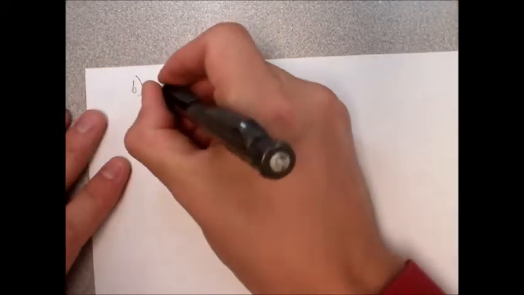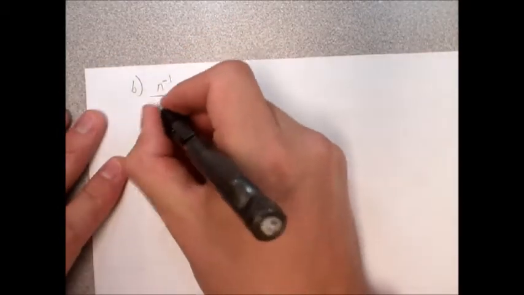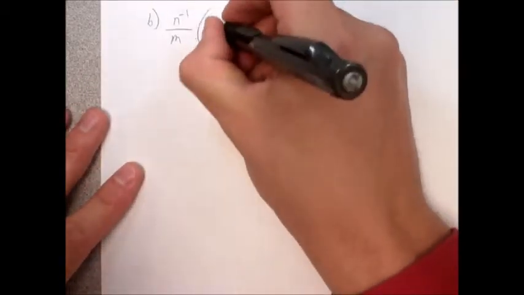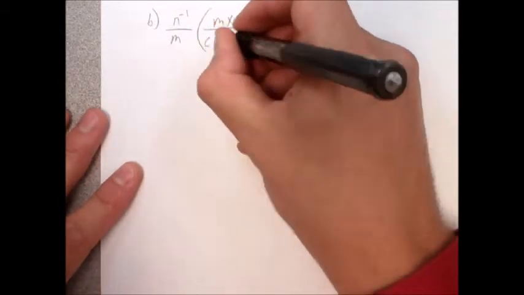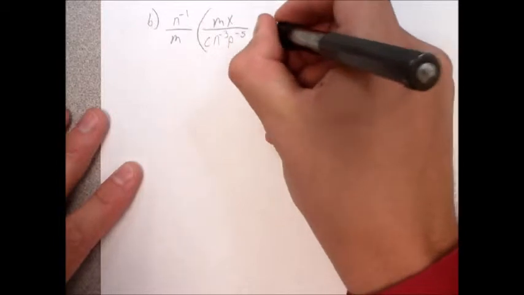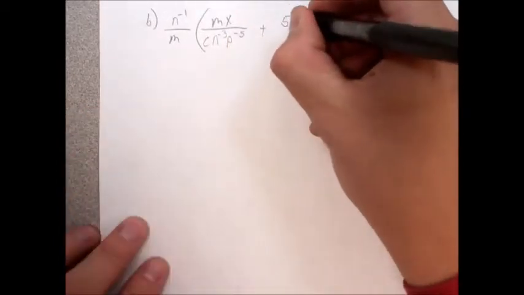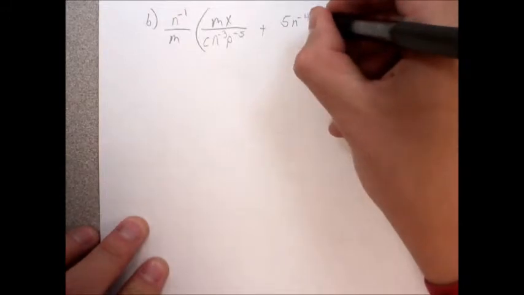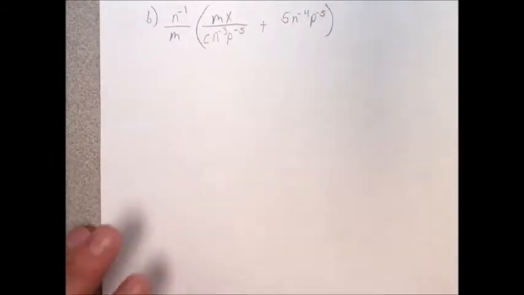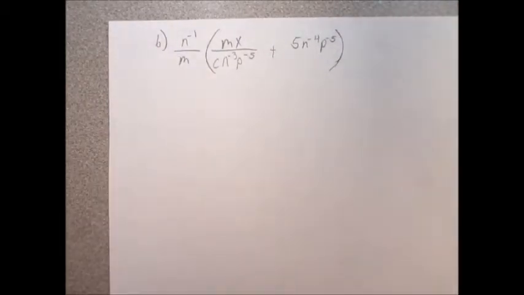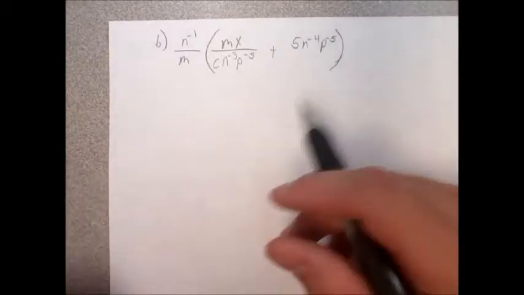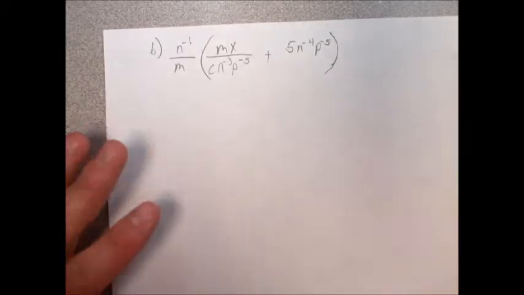Okay, part B of example 3. It has n to the negative 1 over m, open parentheses, we have mx over c n to the negative 3 p to the negative 5 plus 5 n to the negative 4 p to the negative 5. So I'm going to show you the other way that I think some of you might like to do this, just for good measure. Some of you might like to fix this before you start doing all of your distribution. So if you want to do that, that is of course okay with me.